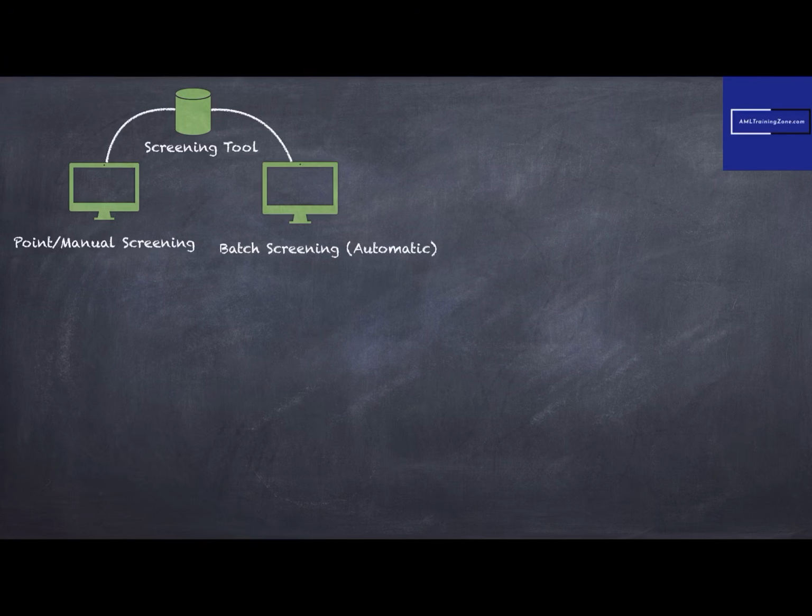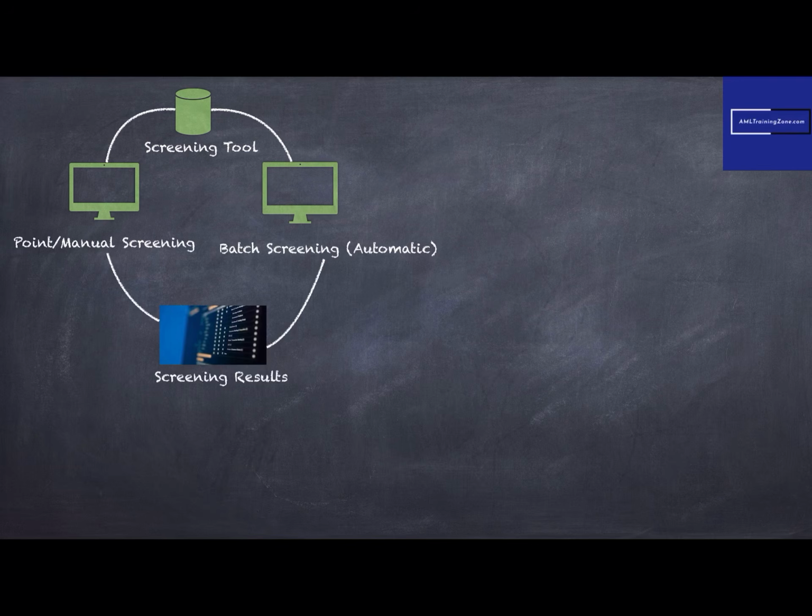In the case of manual screening, this form of screening requires the user to manually input the name of the customer they wish to screen. This is primarily done for new customers. The tool then outputs the result on a customer by customer basis. In both cases, we would get a customer screening result, which would be reviewed and disposed according to the results. So let's understand manual screening in more detail.